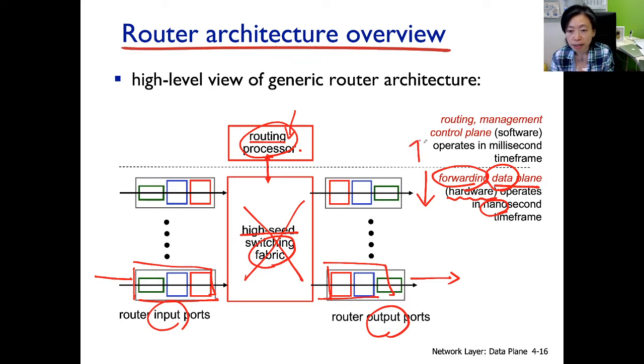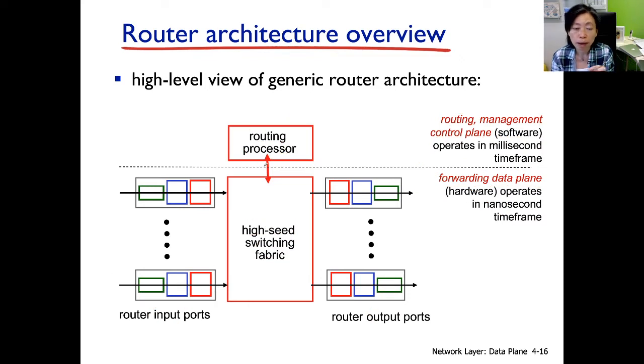On the other hand, the upper plane is the control plane. Now we have the routing algorithm implemented as software running there. So in addition to routing, it also does a little bit of management of the router. For example, tracking and monitoring how many packets are coming in, how many packets are going out, things like that. Now, this part being implemented in software then operates in a slower time scale, the millisecond time scale.